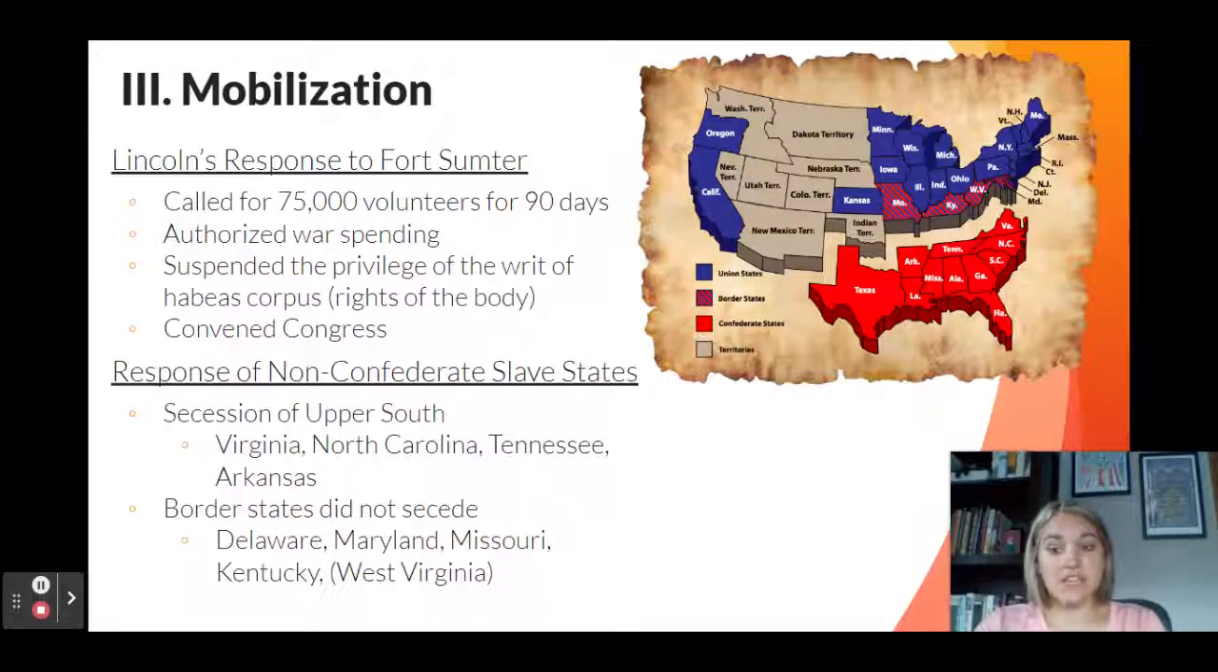So there were some states, Virginia, North Carolina, Tennessee, and Arkansas, that hadn't previously seceded, and now they do. But there are some border states that do not secede. So Delaware, Maryland, Missouri, Kentucky. And then the western portion of Virginia is actually going to separate from Virginia and join the Union.